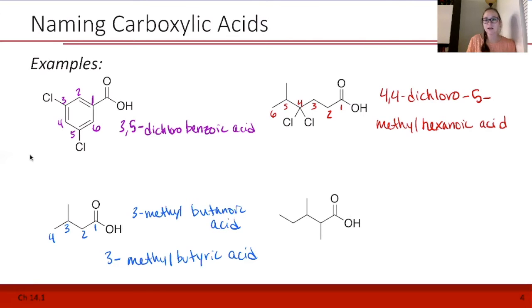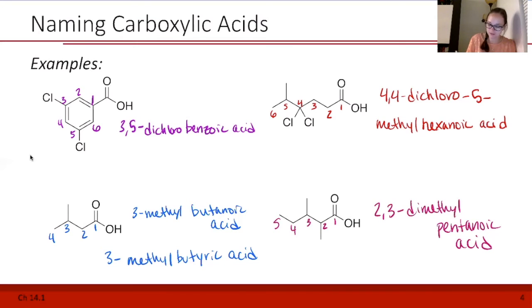Both are technically correct, but you need to pay attention to what the question is asking for, because in some particular cases, I will ask for the common name and not the IUPAC name. So just be careful and be able to do both. Okay, and then our last one over here. Our last one here, we have 1, 2, 3, 4, 5. So we have a pentanoic acid. And then we need to label our substituents. So at the 2 position and 3 position, we have methyl groups. 2,3-dimethylpentanoic acid.